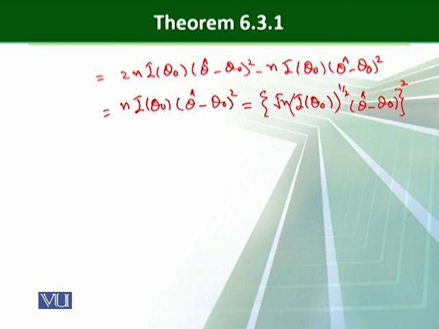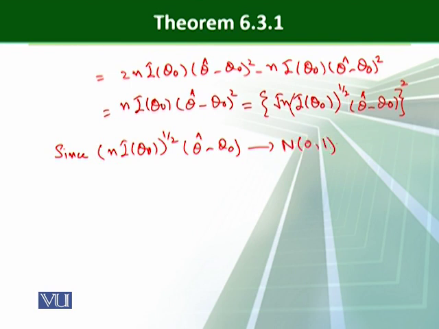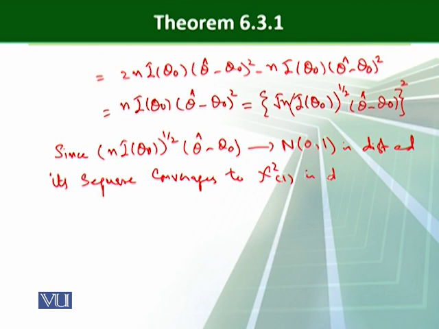So we have a result: since the square root of n I of theta naught into theta hat minus theta naught tends to standard normal in distribution, its square converges to chi-square with 1 degree of freedom. That is a well-known standard result in terms of distribution. So that is actually what we wanted to prove, that minus 2 log capital delta is approximately chi-square with 1 degree of freedom.